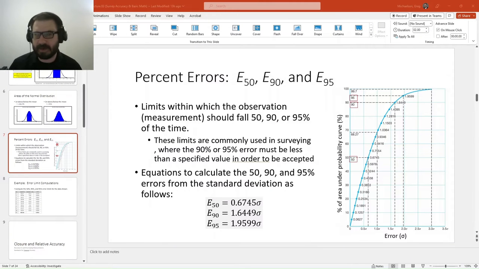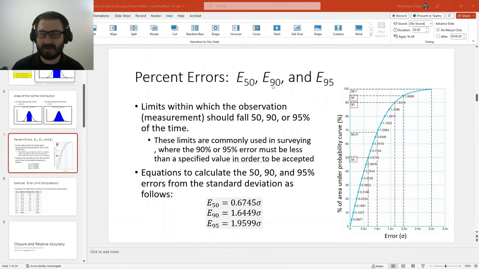Hi, I just wanted to step in and mention a quick typo that I had in my lecture. I'm here on slide 7, and we're talking about percent errors. And there were a couple places where instead of 50, 90, and 95, I had 50, 95, and 99, which were incorrect. Ultimately, I was going through the notes, and I was wondering where I came up with that, and that was just a typo in a textbook I was using.